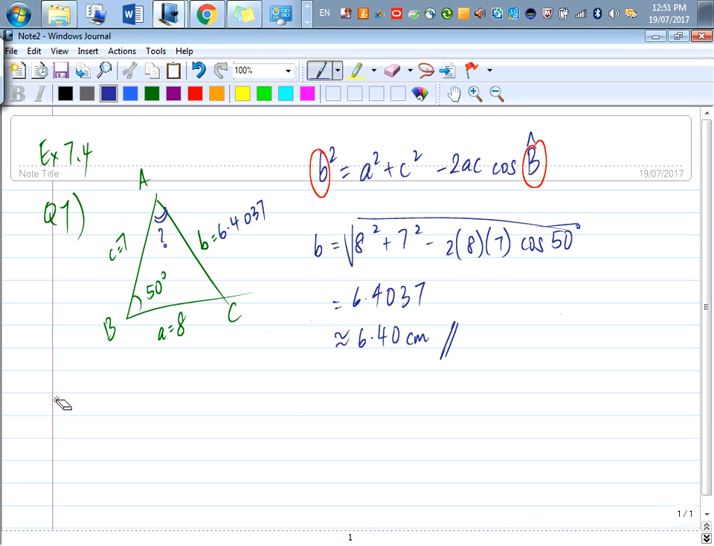Yang Kun, how do you find angle BAC? Sine. So just sine.